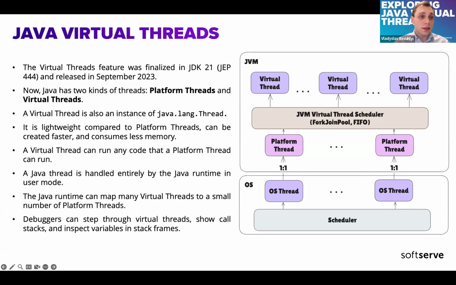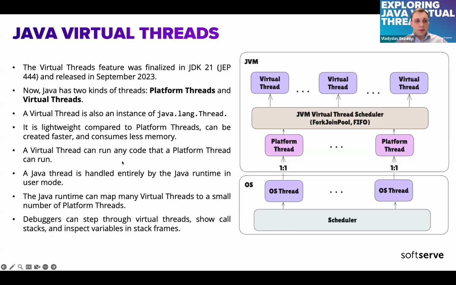And it was released a year ago. So now Java has two kinds of threads, platform threads and virtual threads. A virtual thread is also an instance of java.lang.Thread. So the same parent type in this case, but it extends it. It is lightweight compared to the platform threads, can be created faster and consumes much less memory.